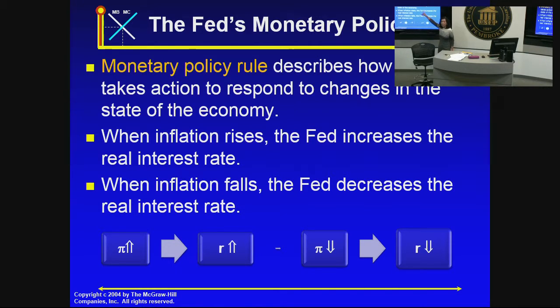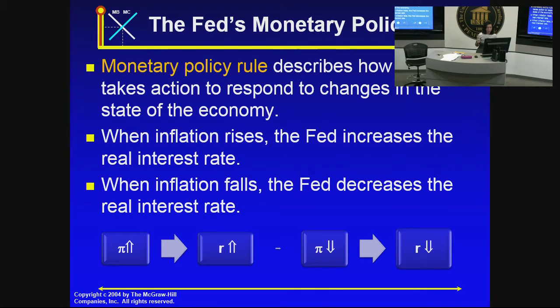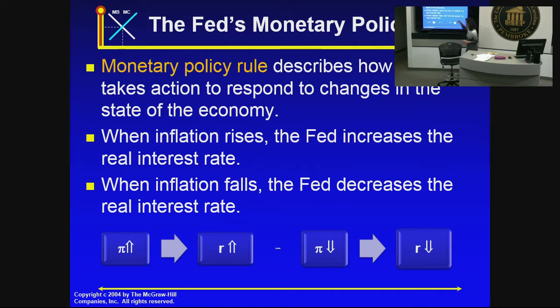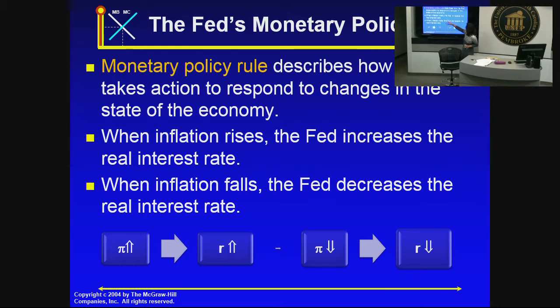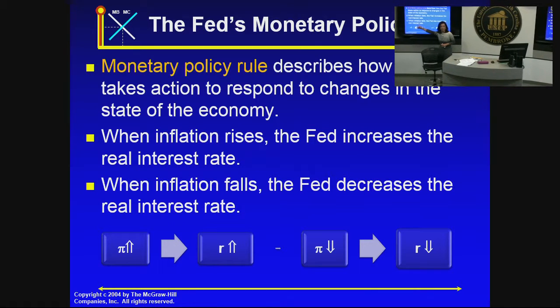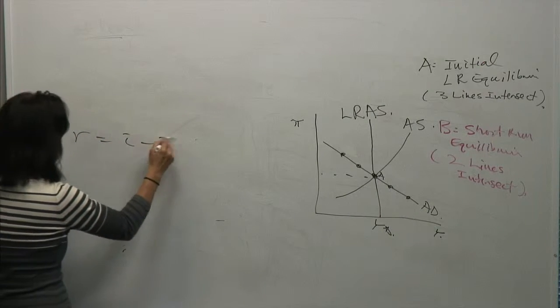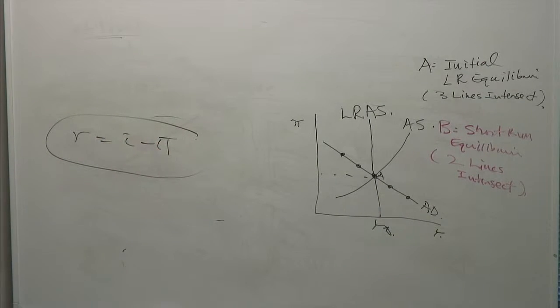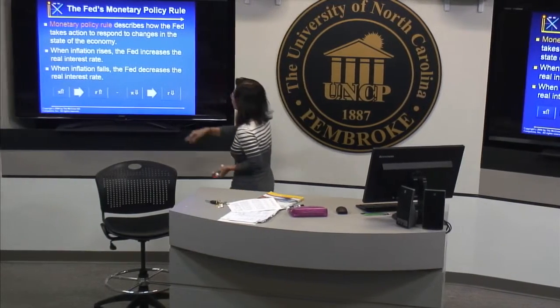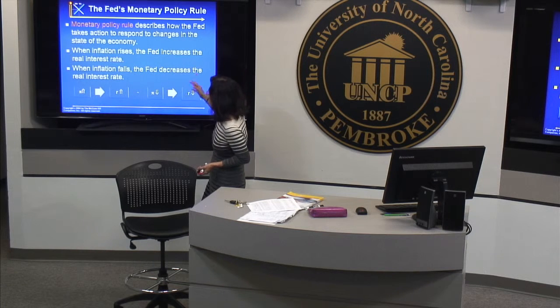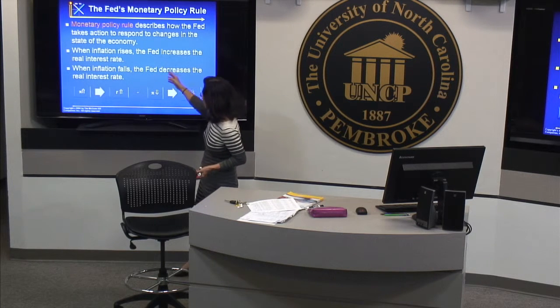So we have a rule I highlighted. It's called the monetary policy rule. And this says that the Fed will take action to respond to changes in the state of the economy according to the inflation. If the inflation is high, the Fed will see it as a signal that we should raise the interest rate. And they do it with the real interest rate first, because remember we got this equation, r equals i minus pi. And keep coming back to this one. So when inflation falls, the Fed would do the same thing accordingly, in the same direction. The Fed will actually decrease the real interest rate.